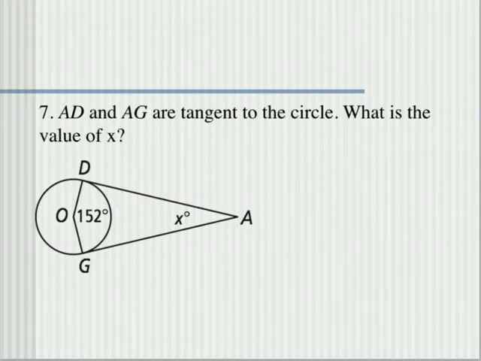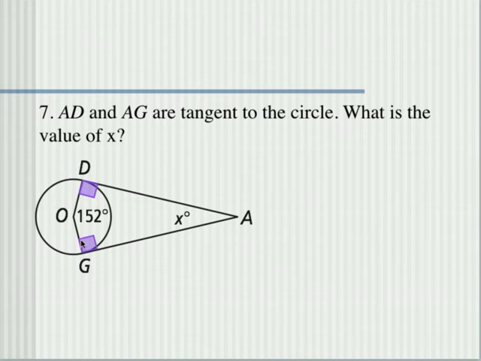Problem 7 is taking your first theorem, the idea that you have tangent segments, and applying it in a new way. So here it tells us that segment AD and segment AG are tangent to the circle. What is the value of angle X? Because you know both of these segments are tangent to the circle, you know they both make 90 degrees with a radius drawn where they hit the circle.